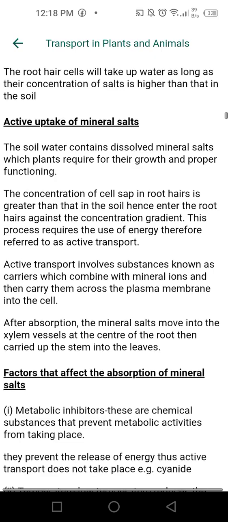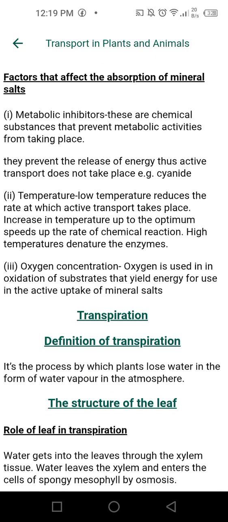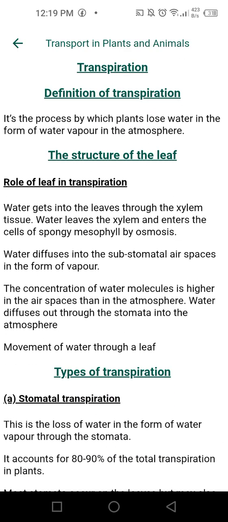Factors that affect the absorption of mineral salts. Metabolic inhibitors. These are chemical substances that prevent metabolic activities from taking place. They prevent the release of energy, thus active transport does not take place, e.g. cyanide. Temperature. Low temperature reduces the rate at which active transport takes place. Increase in temperature up to the optimum speeds up the rate of chemical reactions. High temperatures denature the enzymes. Oxygen concentration. Oxygen is used in oxidation of substrates that yield energy for use in the active uptake of mineral salts.